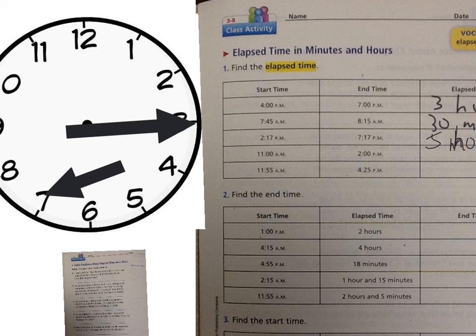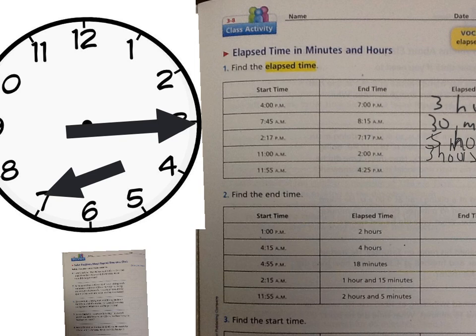Excuse me. You should be able to count up. If you have 11 a.m., 1 hour will give you 12 p.m. 2 hours will give you 1 p.m. 3 hours will give you 2 p.m. So it would be 3 hours of elapsed time. Next was 11:55 to 4:25.